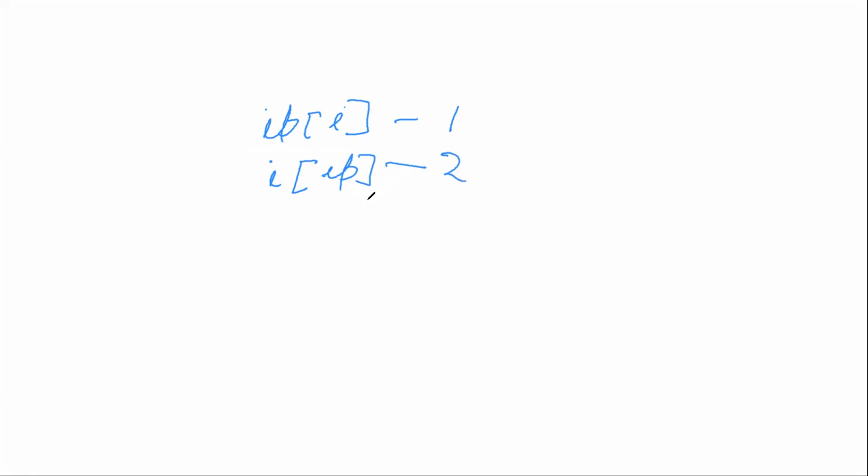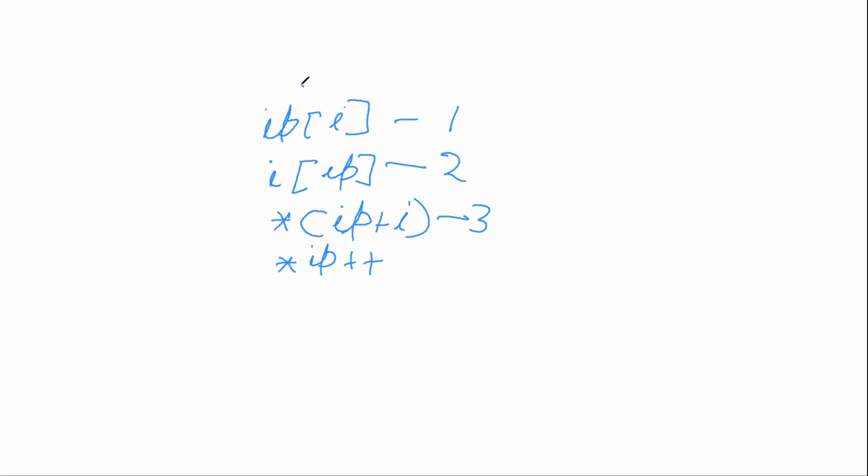Even this is valid. Third is *(ip + i). Third method is pointer ip plus i. The fourth method, which is not recommended, you should avoid using, is *ip++.